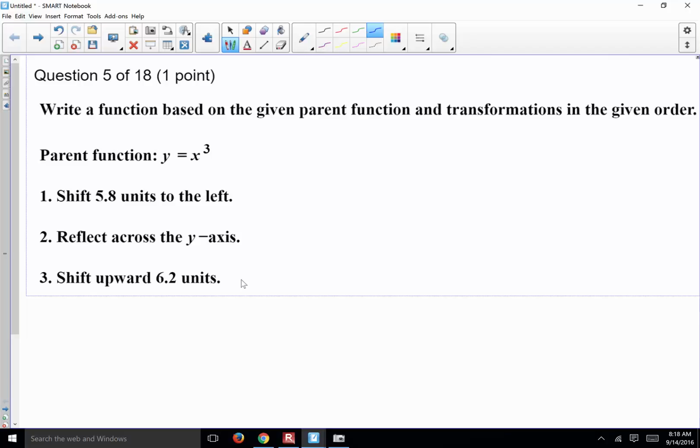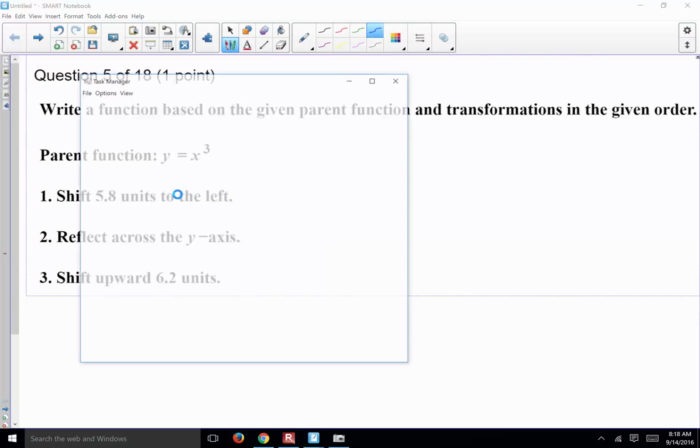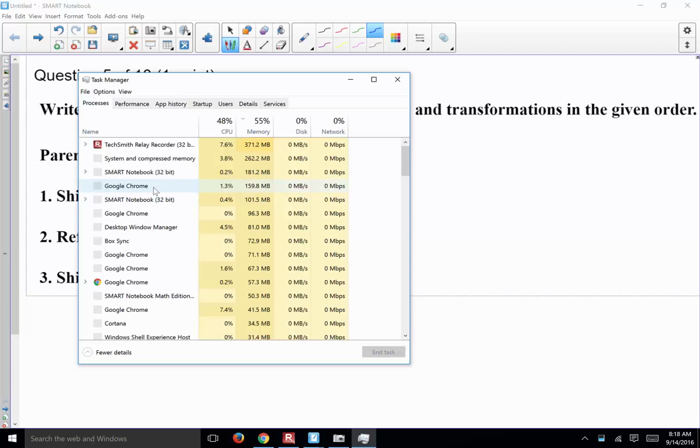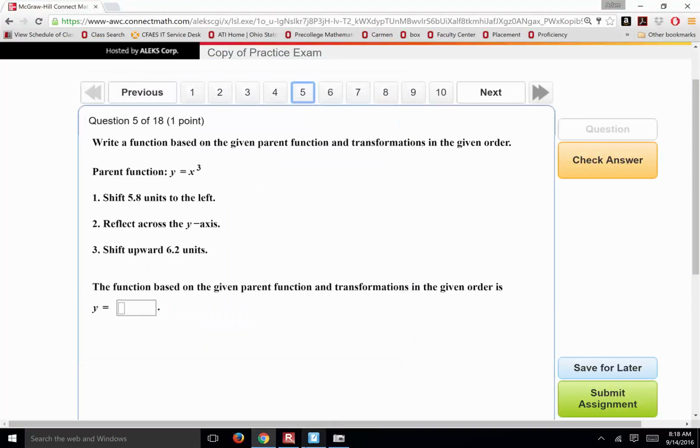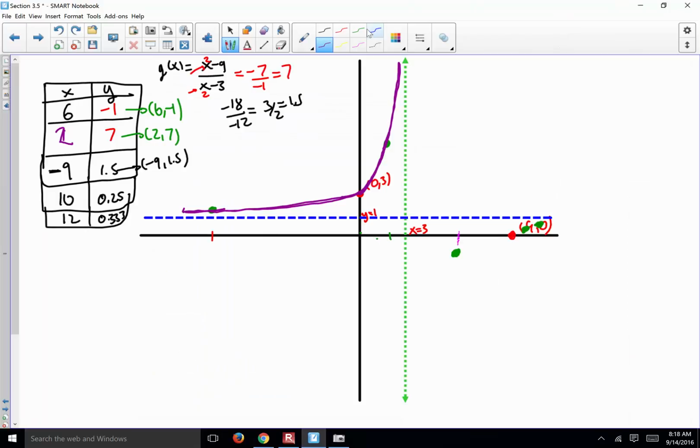Alright, this is acting up again today, so I need to restart on this one. This one looks like working now.